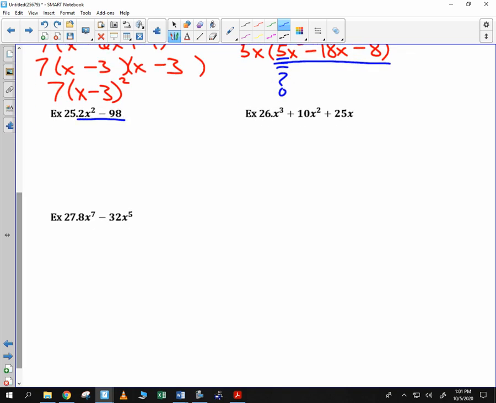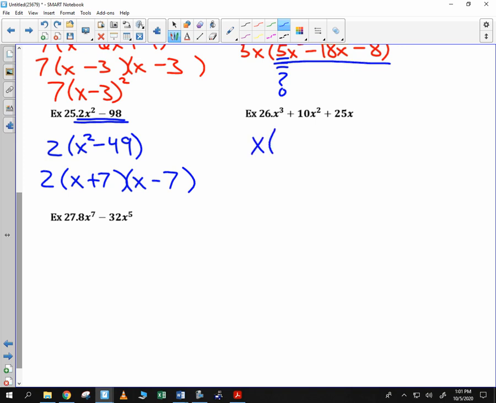A couple more here. I factor out a 2. I'm left with x squared minus 49. So you notice I have the difference of two squares. x and x, positive 7, negative 7.